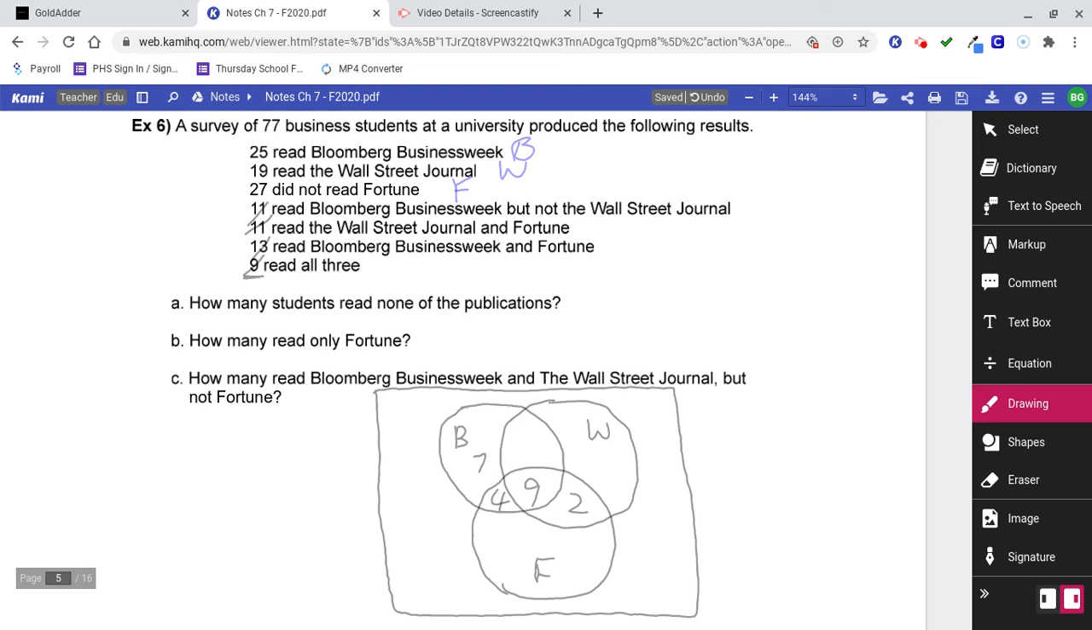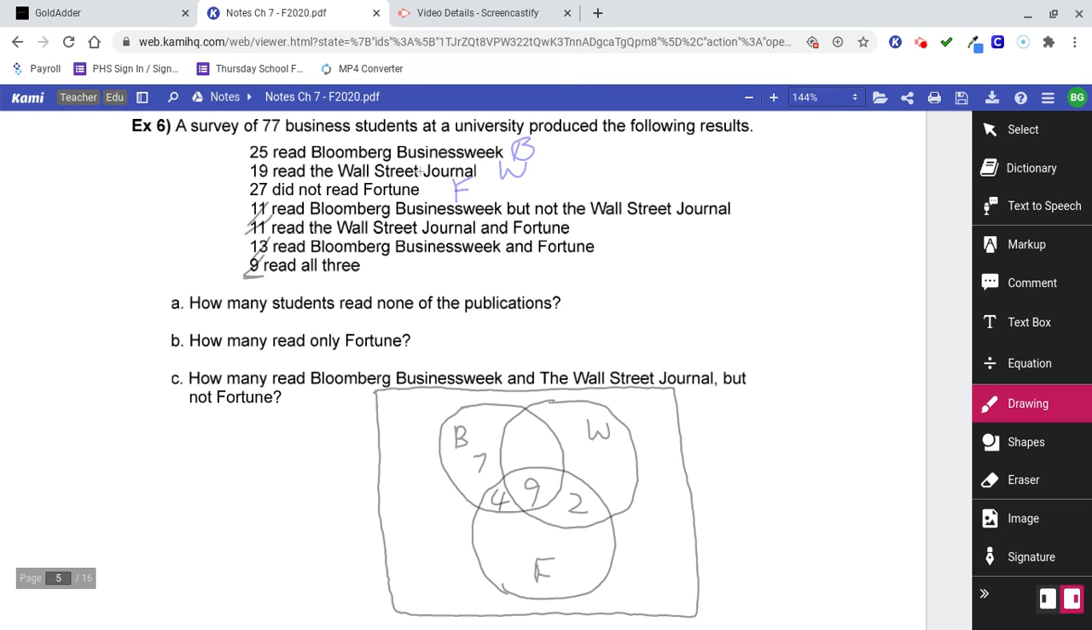27 did not read Fortune. Well, this is a tough one, because did not read Fortune means that there are 4 different regions that did not read Fortune, basically anything outside of that circle. I don't know how to figure out that number, so I'm going to skip it. 19 read Wall Street Journal. If you look at the Wall Street Journal circle, I've got too many open spots. I don't know how to fill in the 19 because I've got too many empties. So I skip it and move to the next one.